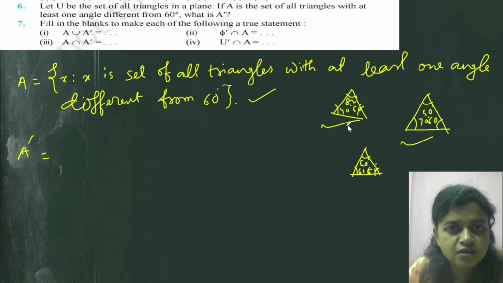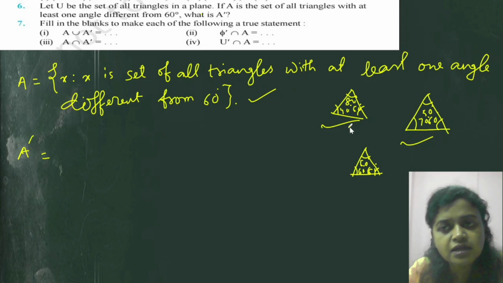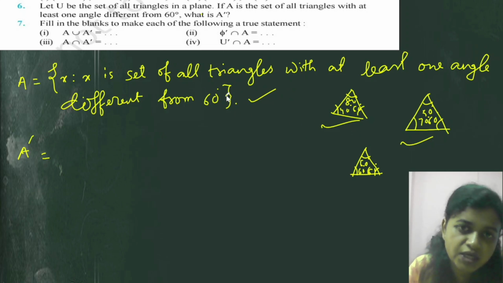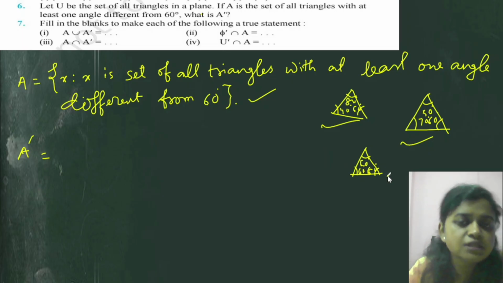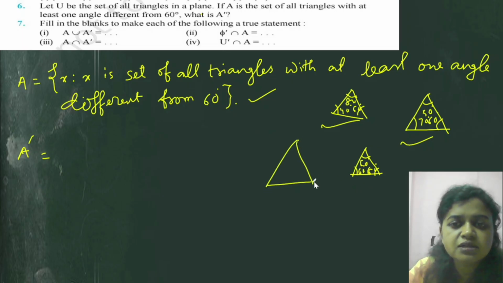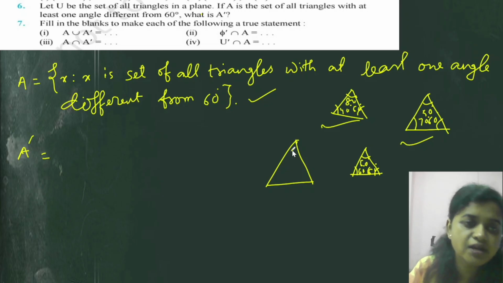X is a triangle with at least one angle different from 60. But here all three angles are 60. This is different from this statement. And all angles 60 means what? All angles 60 means what? A triangle having all the angles 60 means this is the equilateral triangle.